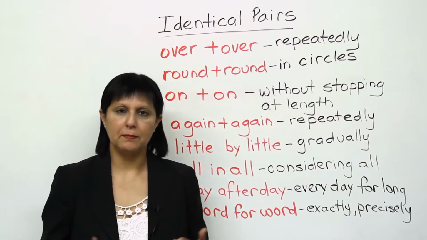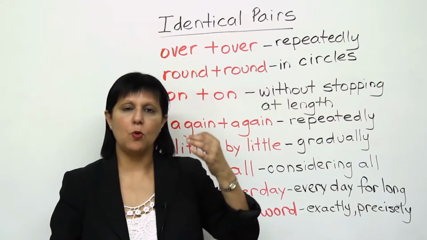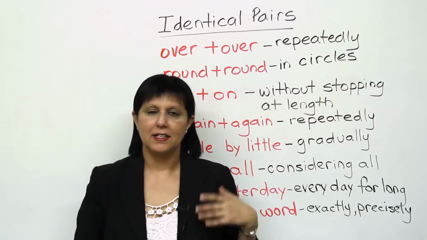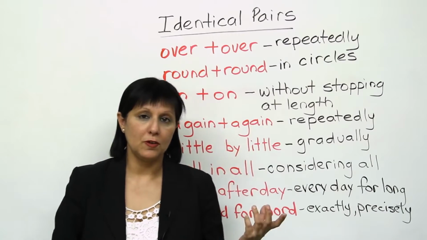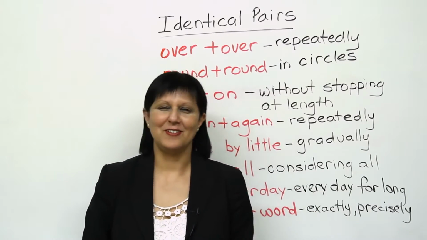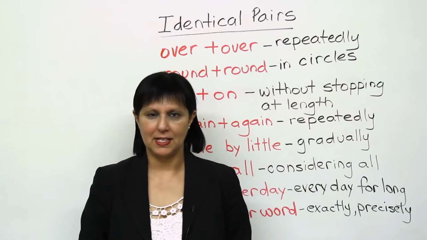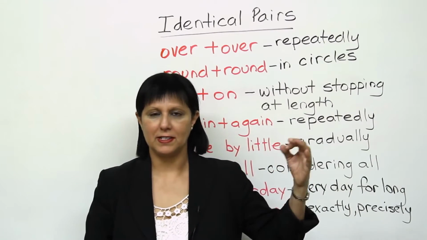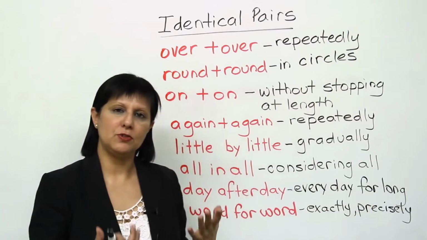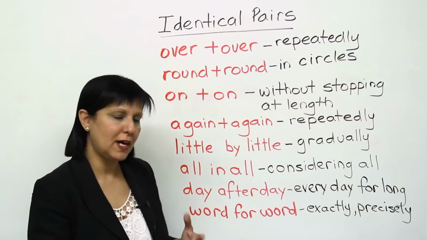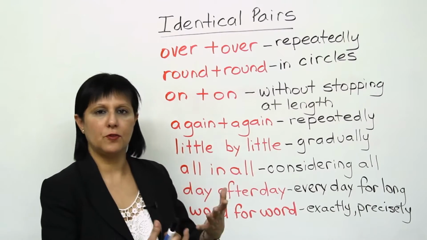Word for word means exactly or precisely. Can you tell me word for word what she said? Okay? So you want to know exactly what somebody said or precisely what somebody said. So when we use this expression, when we want to do that, we can say word for word.